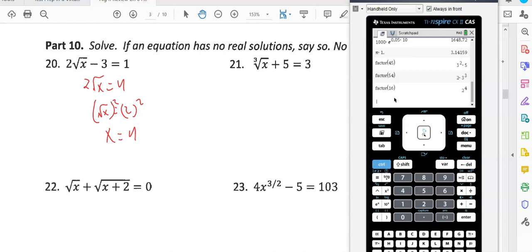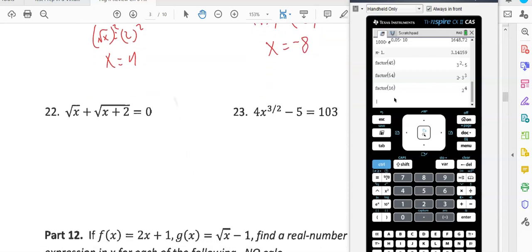Move the 5 over the other side by subtracting it. So cube root of x equals -2. Put both sides to the 3rd power. That will get rid of the radical on the left-hand side. So you get x equals -8. And that's okay because the cube root can have a negative answer.